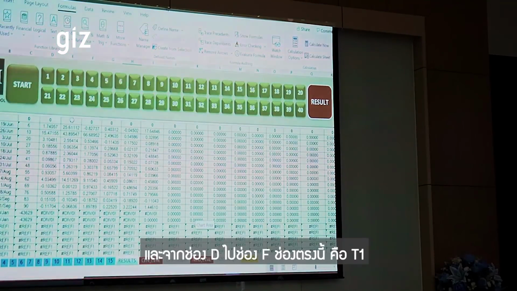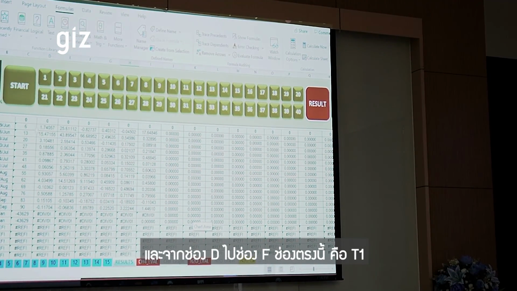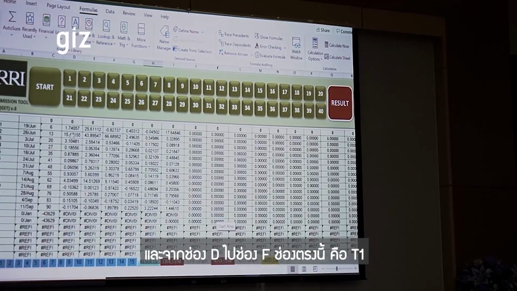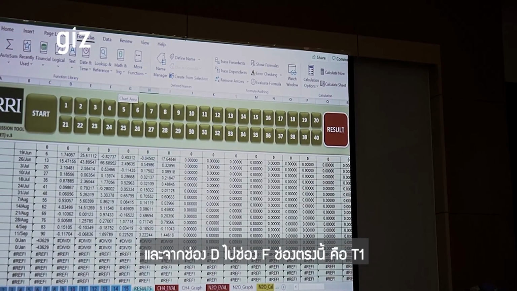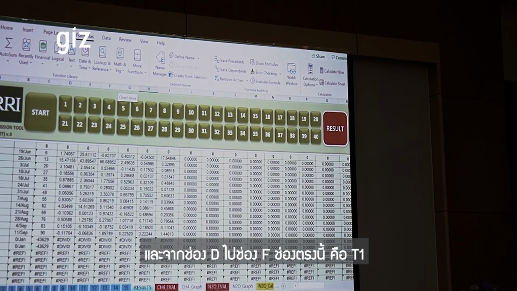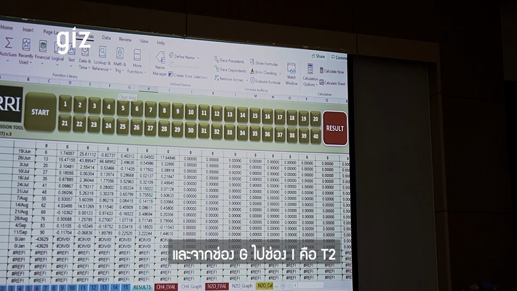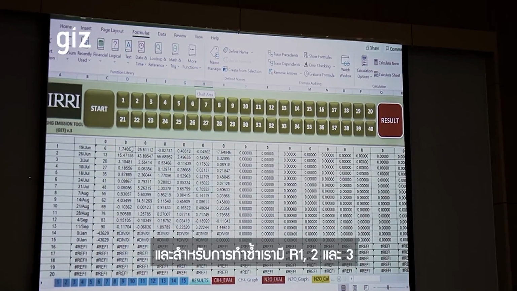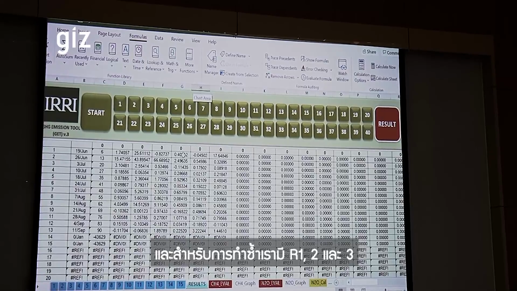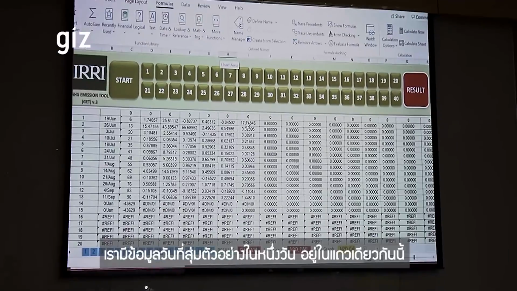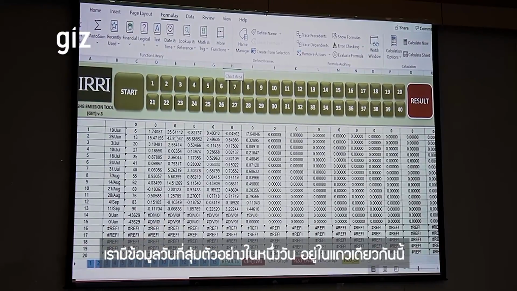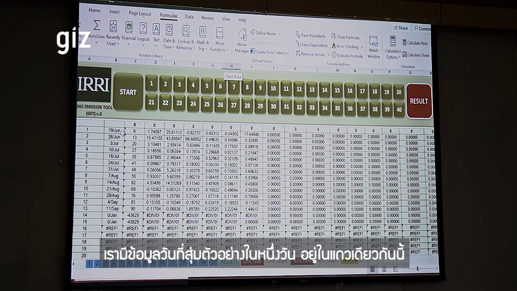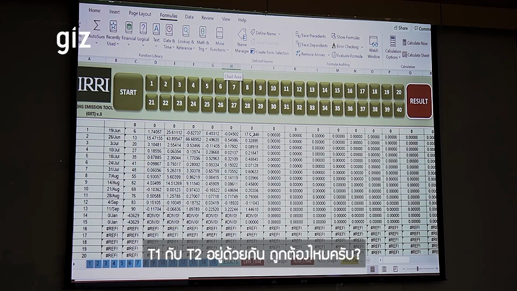And you have to know that the block from D to F is treatment 1, and the block from G to I is treatment 2. And these are the replicates. Replicate 1, 2, 3, replicate 1, 2, 3. And one sampling day is in one row. You have treatment 1 and treatment 2 together, right?